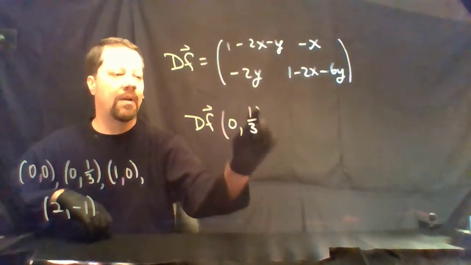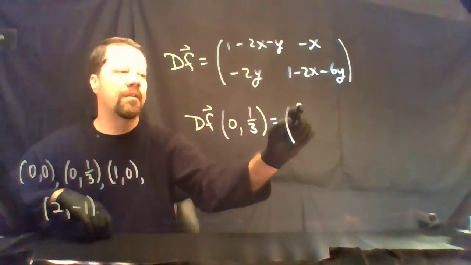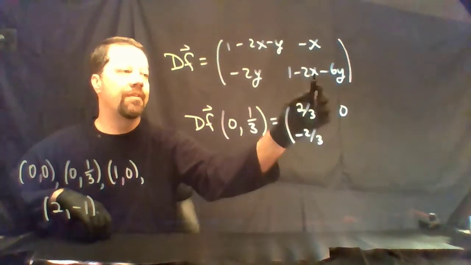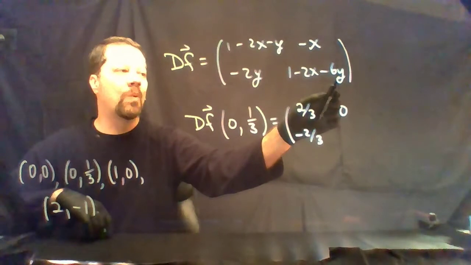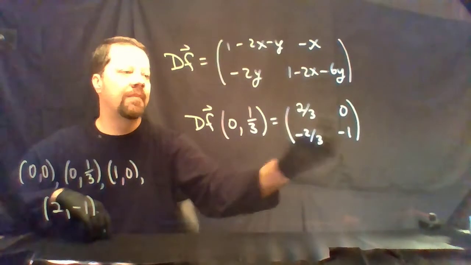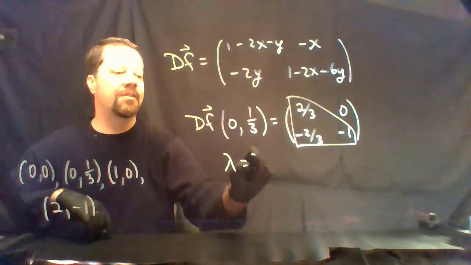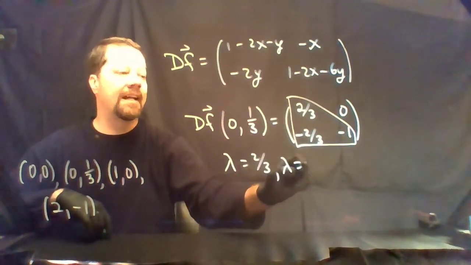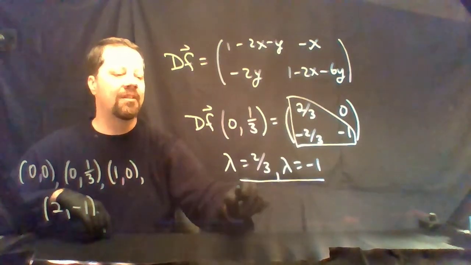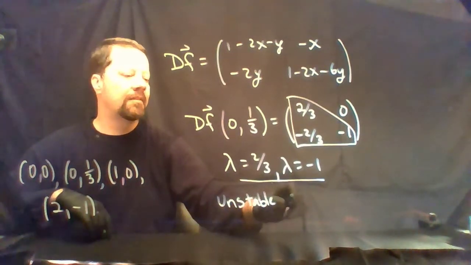Evaluating at 0, 1/3, if x is 0 and y is 1/3, we'll have 2/3 here, 0, negative 2/3, and with x 0 and y 1/3, negative 6 times a third is negative 2, and 1 gives you negative 1. This matrix is lower triangular, and so the eigenvalues may be read off of the diagonal. Since one is positive and one is negative, we deduce that this is an unstable saddle.